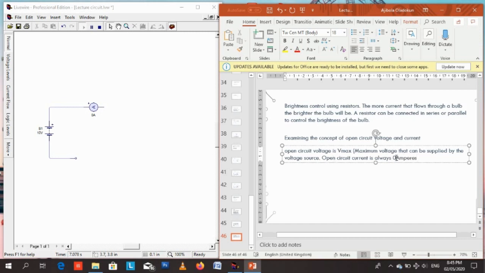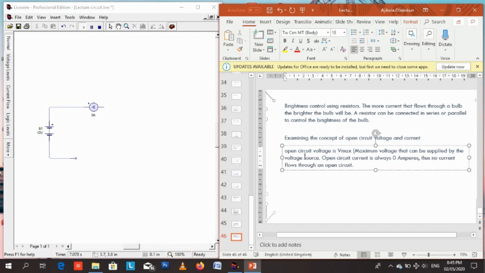So when you have an open circuit, there is no direct connection between the positive and negative terminal. It means current cannot flow through that circuit, because there's no direct connection between the positive and negative terminal of that battery. So open circuit current is always 0 amperes. Thus, no current flows through an open circuit.